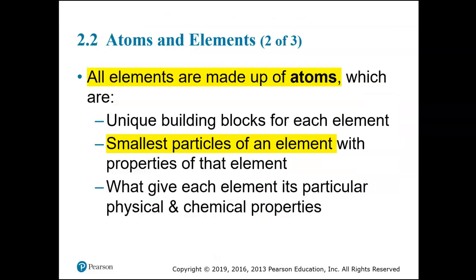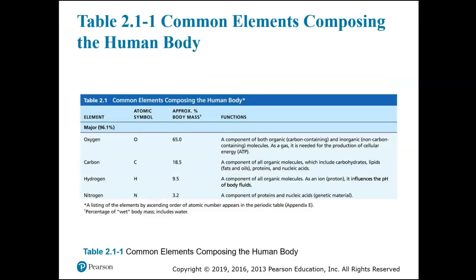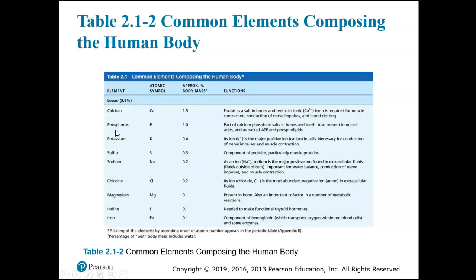All right, so all elements are made up of atoms. Atoms are the smallest particles of an element. So 1 atom of oxygen is the smallest particle of oxygen. And so oxygen, carbon, hydrogen, and nitrogen are the elements that make up 96% of the human body. The rest of the elements are calcium, phosphorus, potassium, sulfur, sodium, chlorine, magnesium, iodine, and iron. And you can see in this table where these elements are found.